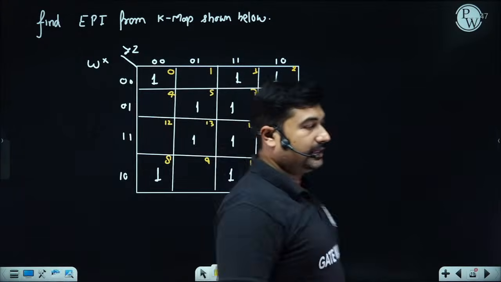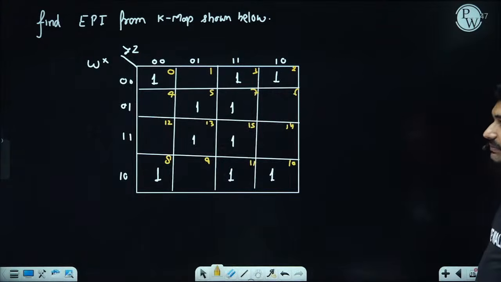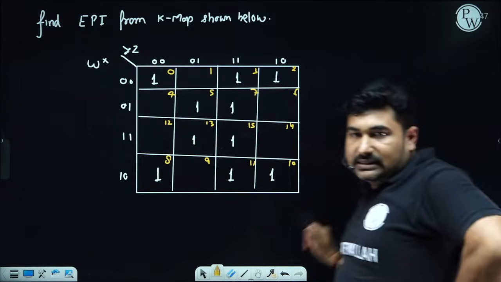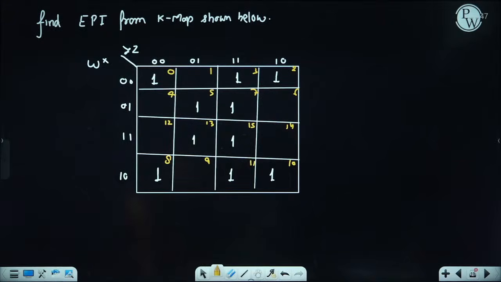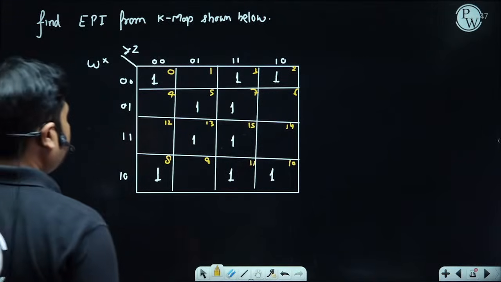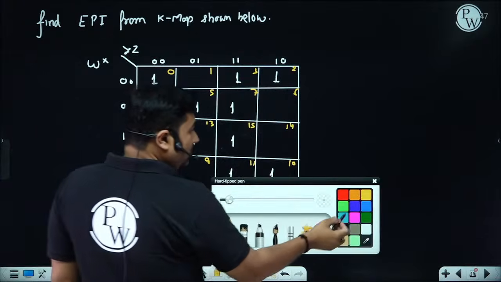You can't do the minimization without identifying the EPIs. Can you find the EPIs now? Sir, is this for GATE CS? Yes, beta ji, this is for every branch. Can you find out the EPIs now? Yes, sir.